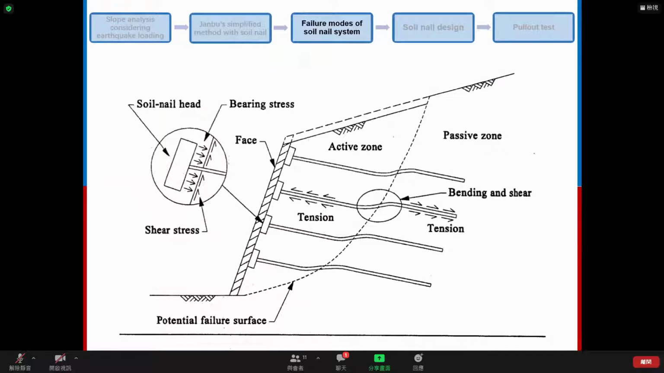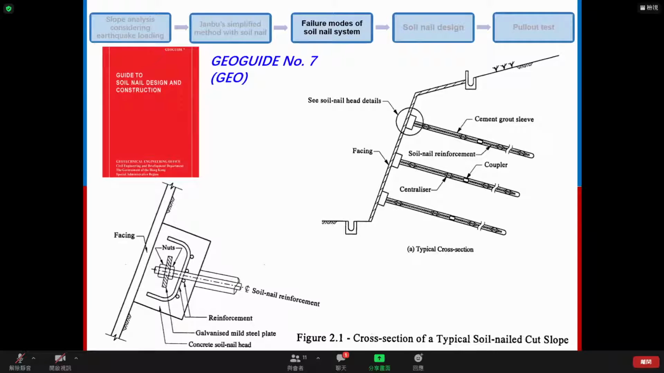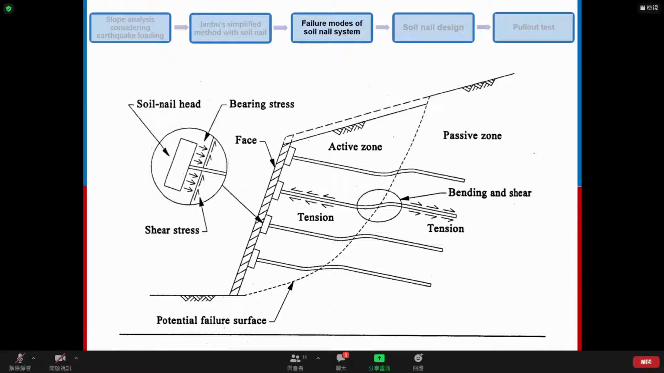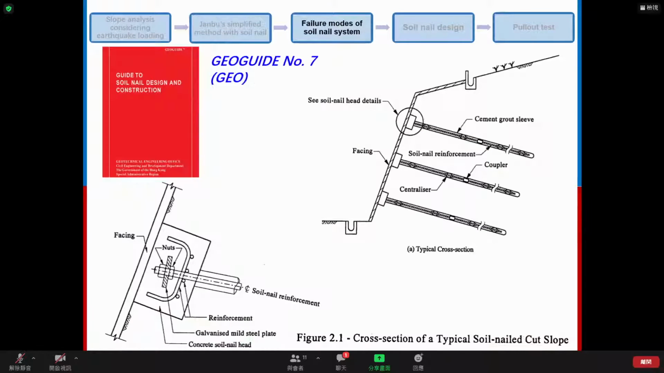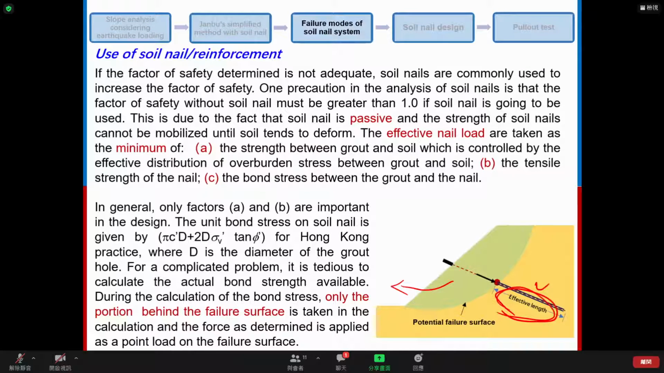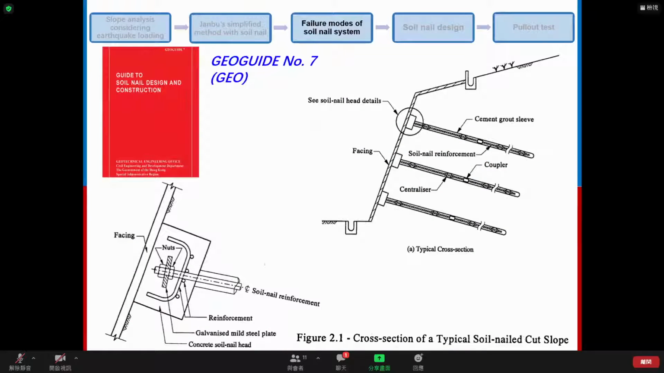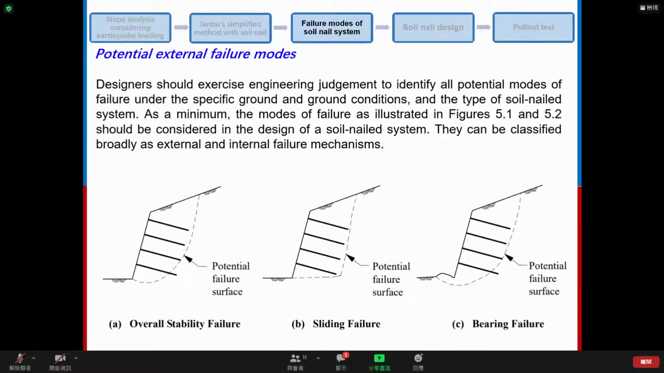Later, we also discussed several important concepts in GeoGuide number 7. You see here, this effective length is quite important. Only this part will contribute to resisting the soil slope from moving. The effective length is very important. You will have a very similar definition of effective embedded length in lecture 4, as discussed by Dr. Wu. So they are very similar.